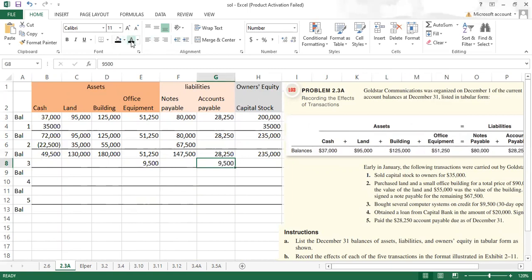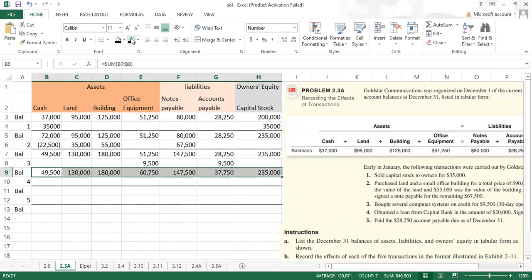Now you can see the difference. What is the difference between account payable and note payable? Account payable is when you buy something and you do not pay for it. Whereas note payable is a type of certificate, and usually interest is paid on notes payable. However, both are types of loan. So now we'll calculate our balances once again. These are our new balances. Office equipment has increased and you can see that your account payable has also increased.